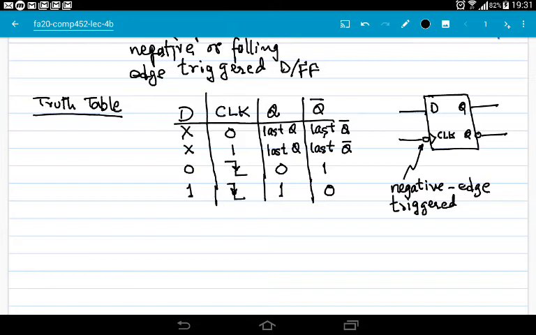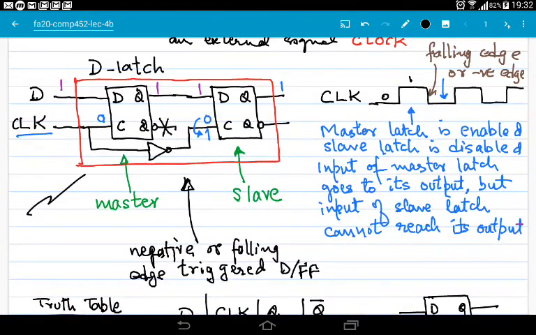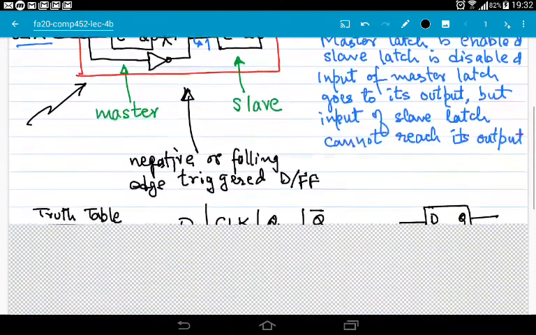In class I made a mistake. I did not draw this small bubble outside the box adjacent to the clock input. That was a mistake. If I don't have a bubble here, then it would mean that it's a positive edge triggered flip-flop. But this one is a negative edge triggered flip-flop. It's not a positive edge triggered flip-flop. Alright.